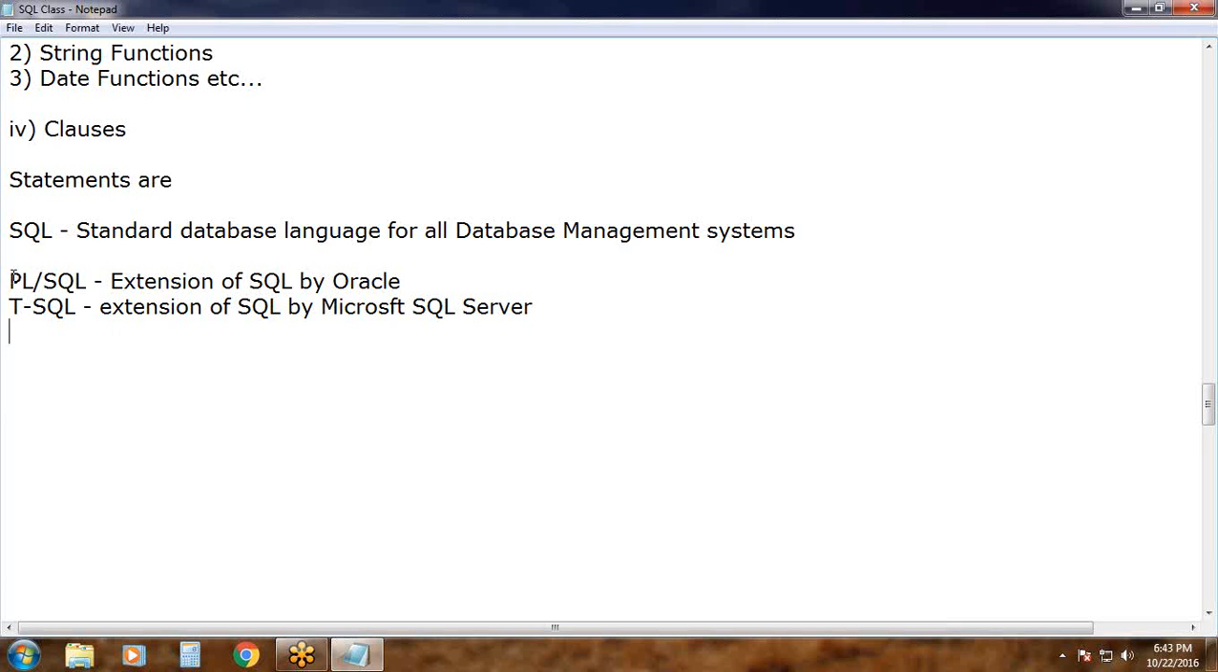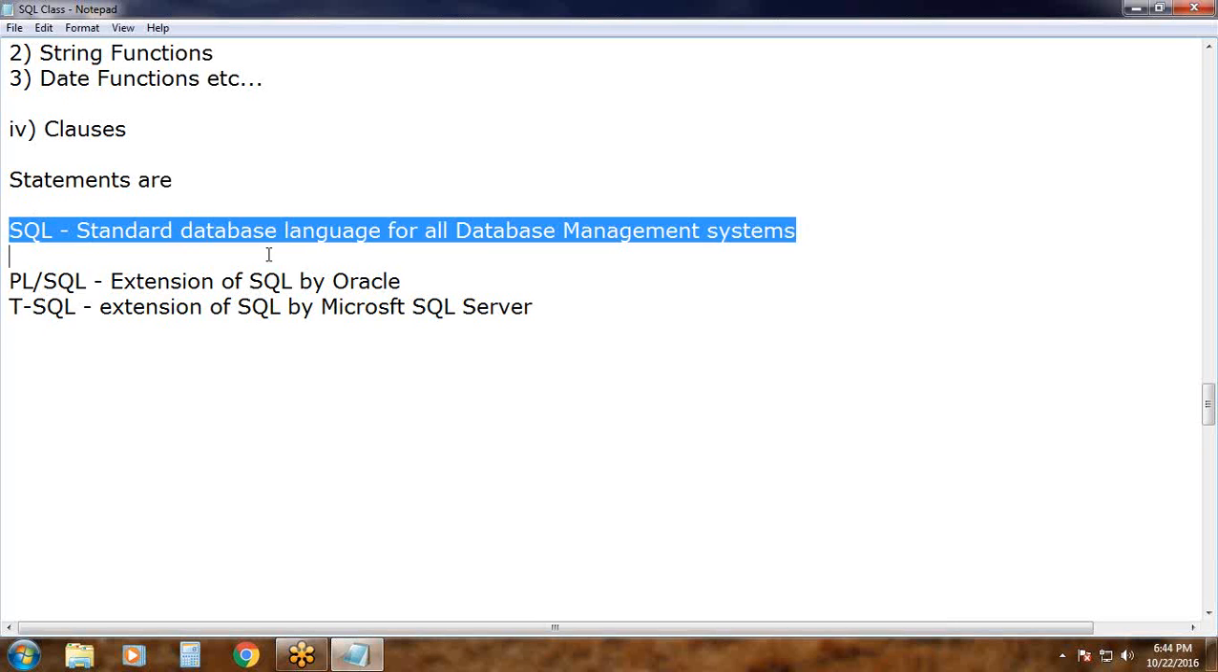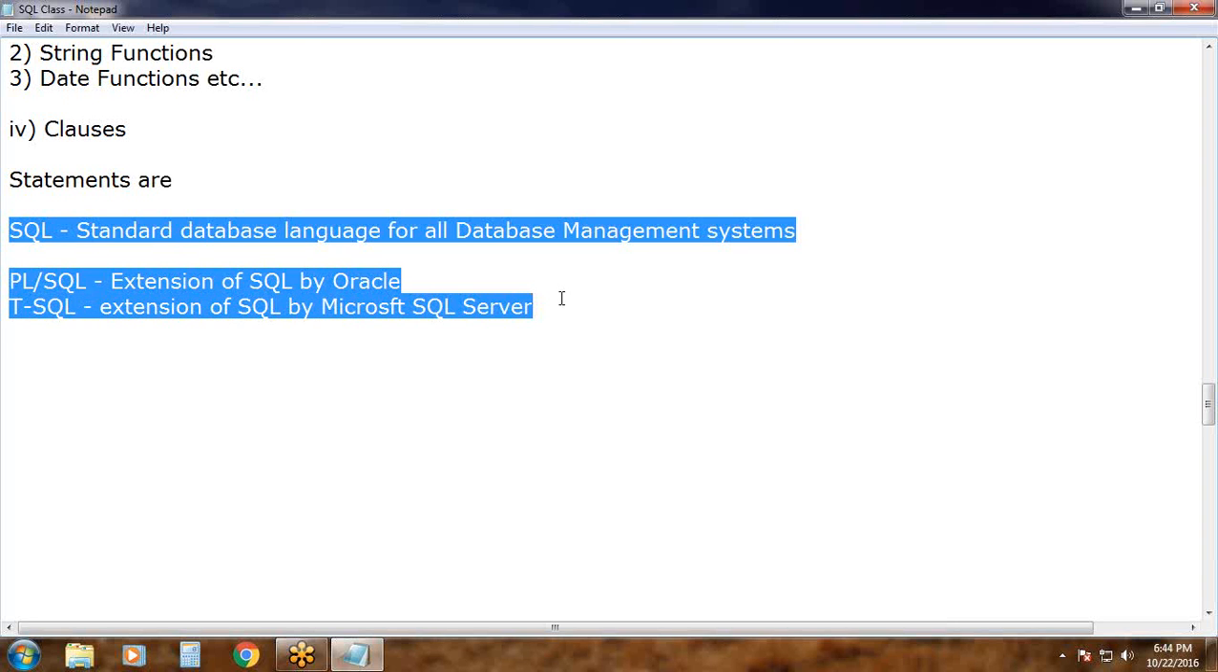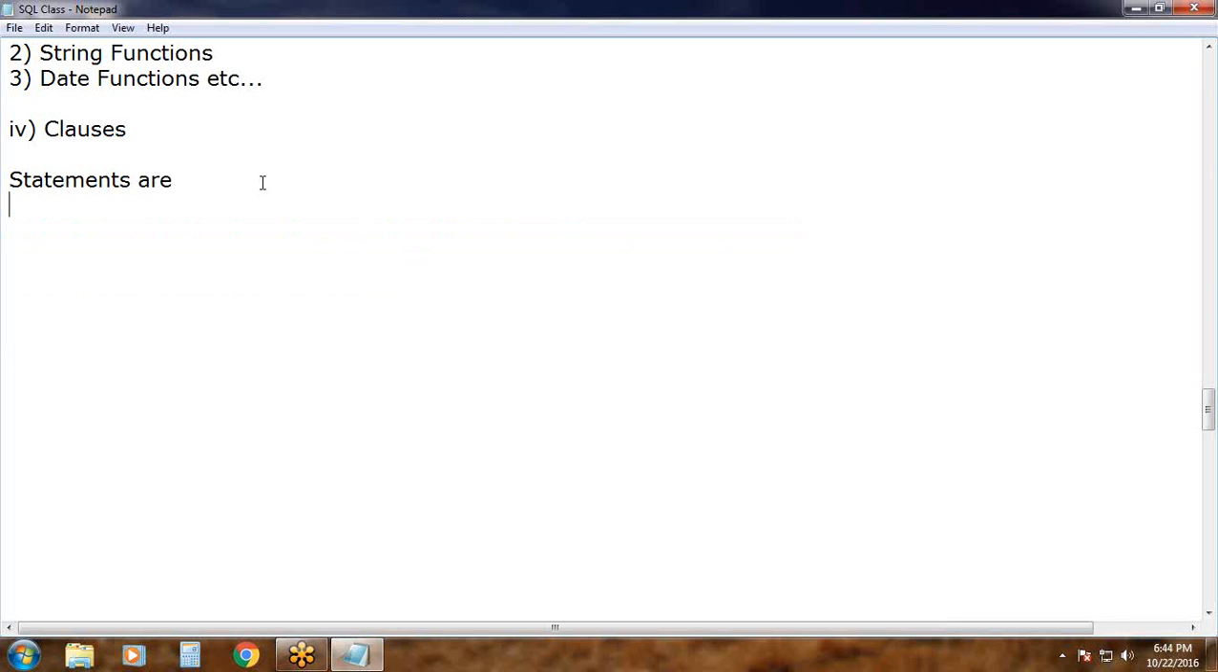See, PL/SQL is an extension of SQL by Oracle. It is used in Oracle RDBMS only. T-SQL is Microsoft SQL Server specific, used in Microsoft SQL Server only. Both are standard language SQL flavors, but enhanced flavors. Is it like a plugin, sir? Developed as a new version, but they're specific, not global.